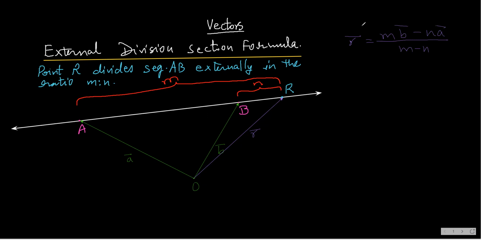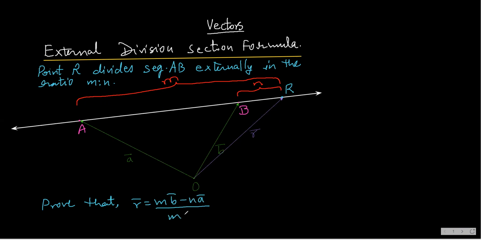So now we are going to prove it. We will first prove this, and then we will also write the external division section formula for the coordinates of point R. So that will be the second part. Right now, let us do the first part. So let me write the theorem. Point R divides segment AB externally in the ratio m:n. Then prove that R bar equals MB bar minus NA bar upon M minus N.